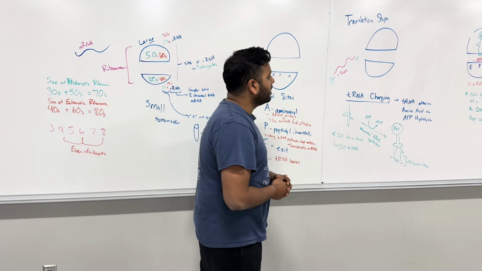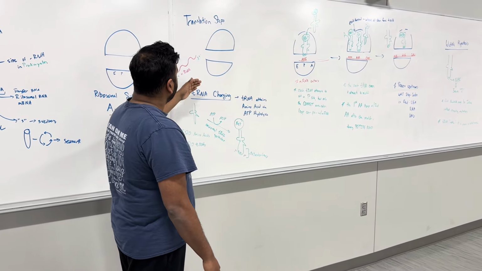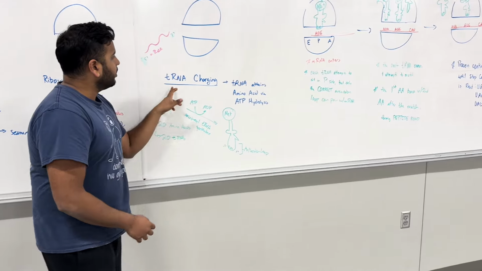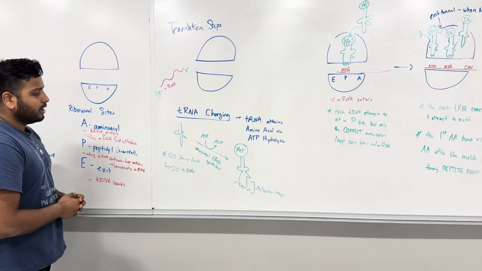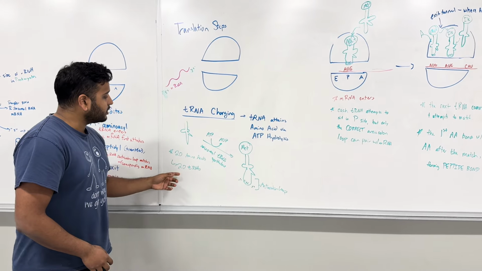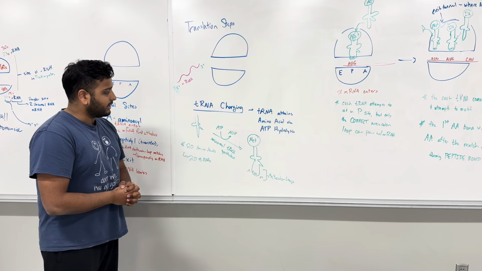So let's talk about the translation steps. Once again, we have the ribosome and we have the mRNA. The tRNA has to be charged first. That's the first step. What does that mean? We have 20 tRNAs that correspond each with a single amino acid. And that's why we learned the 20 amino acids.